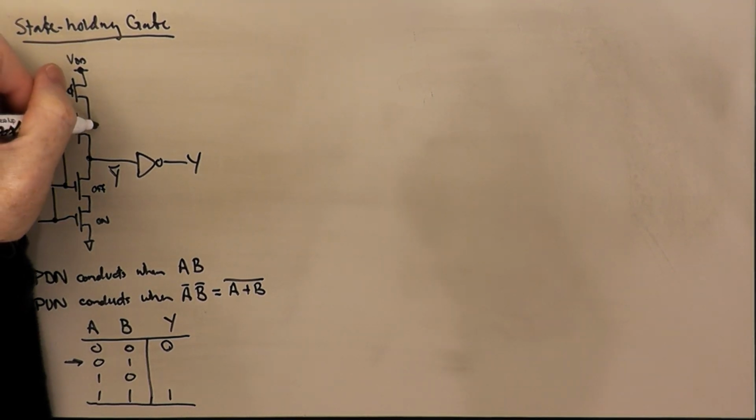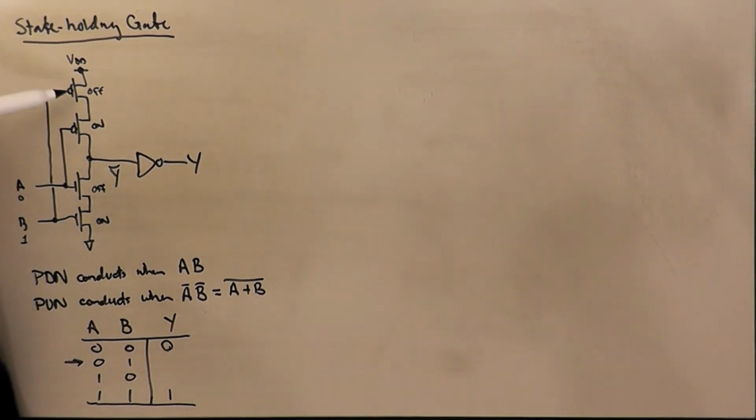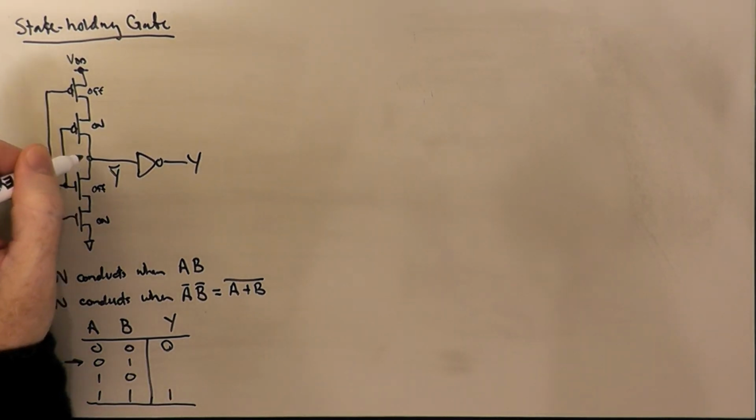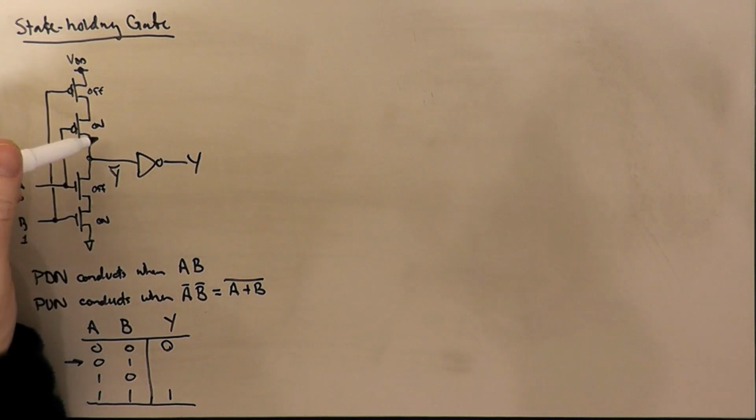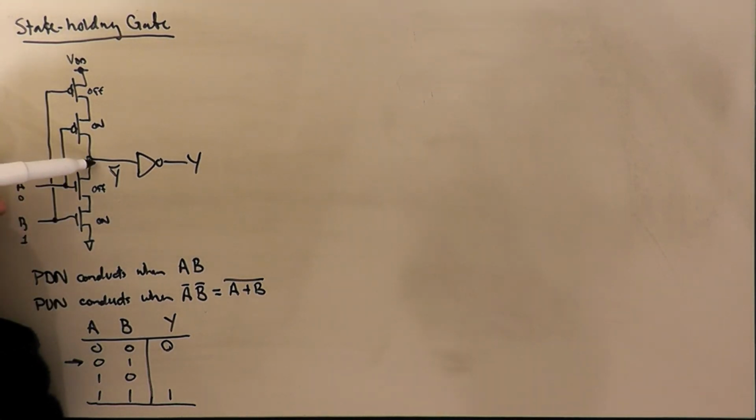This transistor is on. This transistor is off. So we have one transistor on and one transistor off in series in both the pull-up and the pull-down networks. So in this case, both pull-up and pull-down networks are completely cut off. And so what happens? Well, whatever previous value Y bar had will be maintained. It will hold its state.